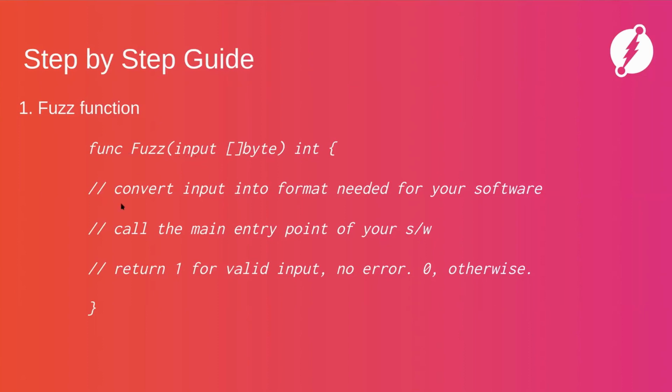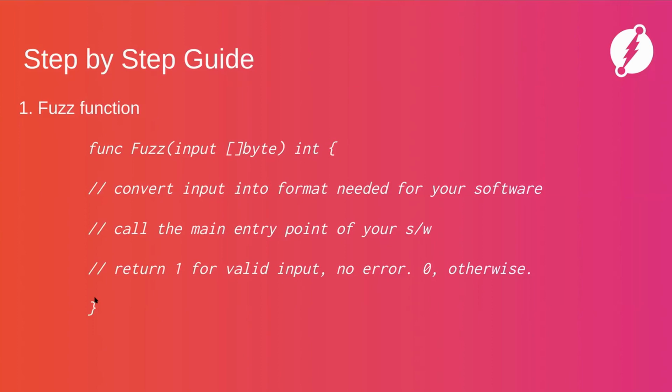This function should return 1 if the software did not see any issues or any errors, which tells the fuzzer that this is a valid input, and it will also increase the priority of this input for future mutation. 0 otherwise, if it is either something that does not increase the coverage or it results in some errors, then in that case you should return a 0.